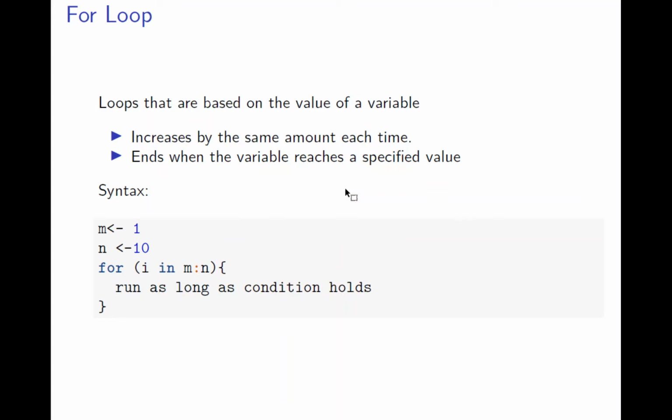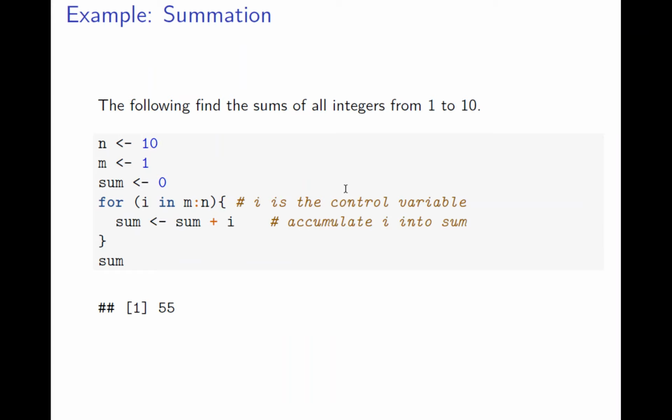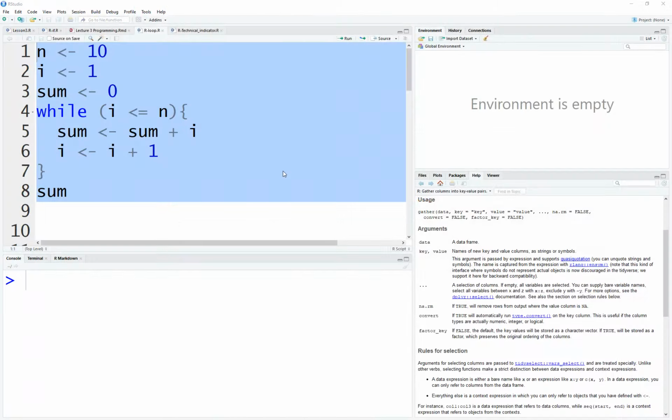example using a for loop. So for the for loop, the syntax is even simpler. Define m as 1, n is 10, and from i equal to m to n, then you run it. So let's do the same thing here. n is 10, m is 1, and sum is 0, from i equal 1 to 10, then you sum it. Okay, so this is how you work on it.